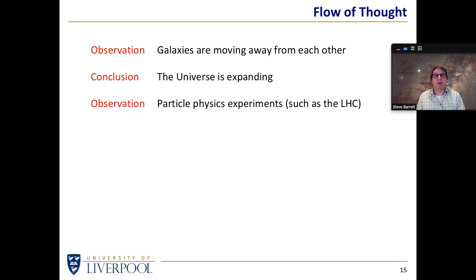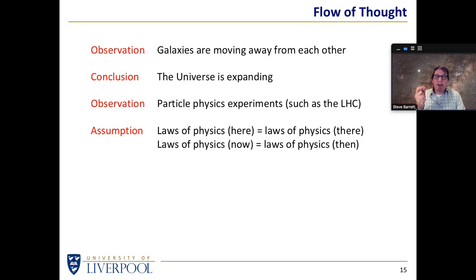There's no reason to expect that the particles we see here on Earth are any different to the particles that we see anywhere else in the universe. And here we do have to make some assumptions to make any progress at all. We have to assume that if we are going to discover what the rules of the game, the laws of physics, are, the laws of physics here are the same as the laws of physics there. In other words, if I can figure out what the laws of physics are, they're the same for me as they are for you.